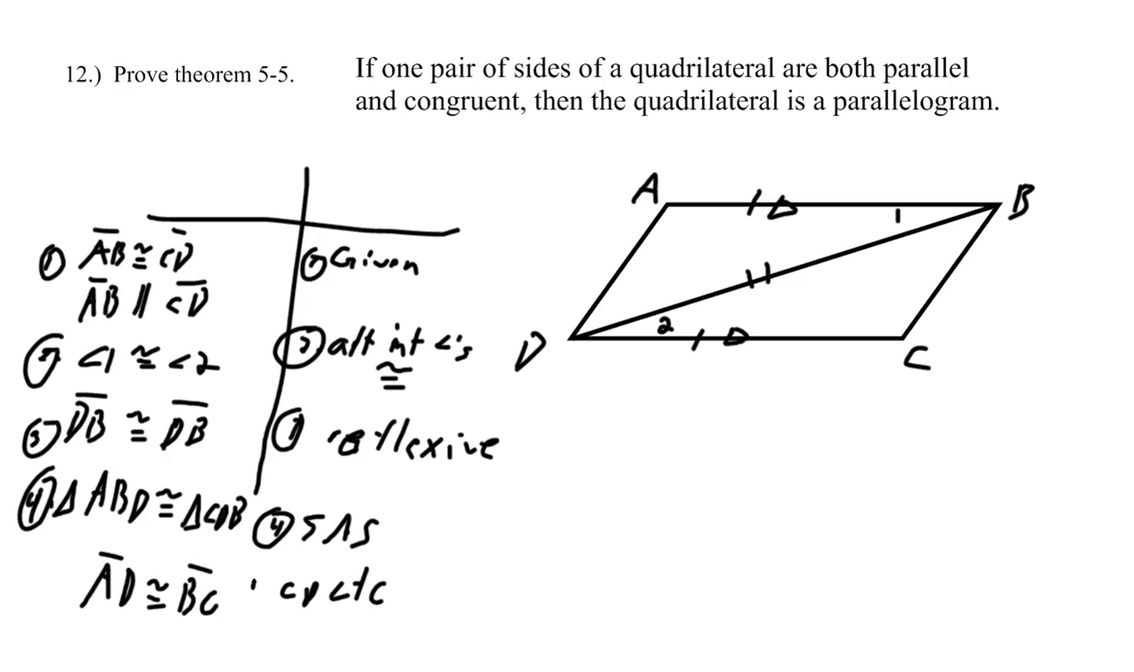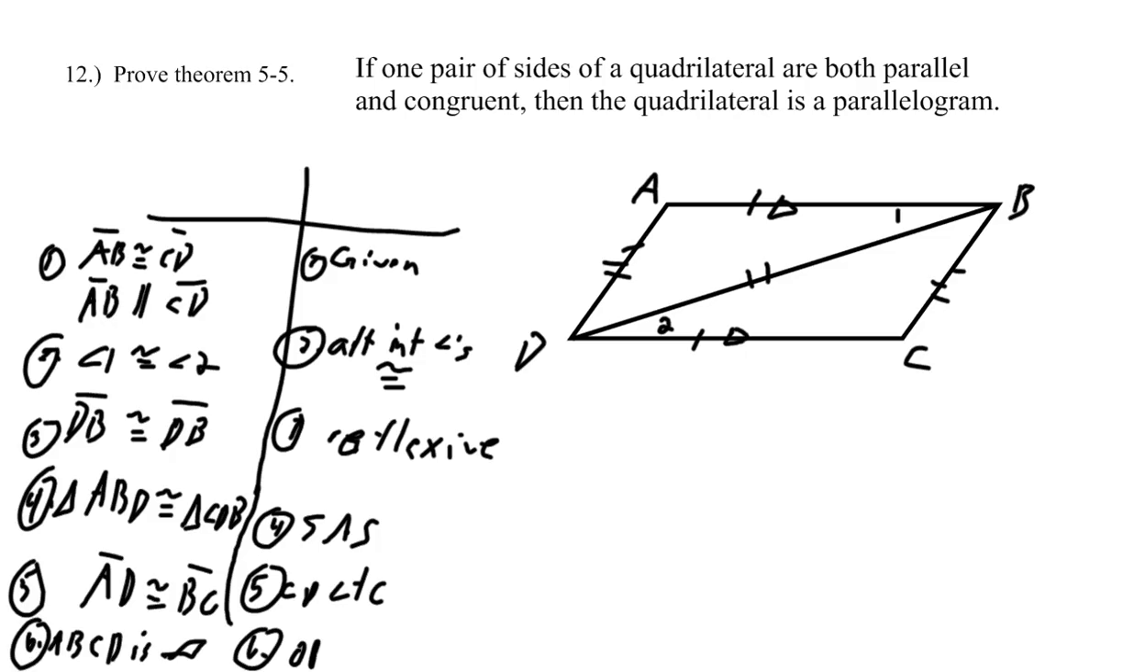Now to finish up this proof, oh boy, I wasn't going to do the whole proof, but I enjoyed this so much I just kept going. To finish up the proof, we need to prove that this is a parallelogram, and since we just said that this piece is congruent to this piece, now we have both pairs of opposite sides congruent. So ABCD is a parallelogram, and the reason is opposite sides congruent, both pairs.